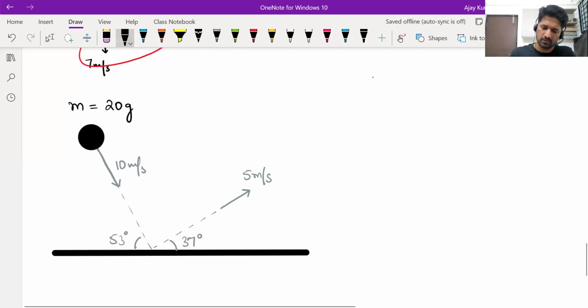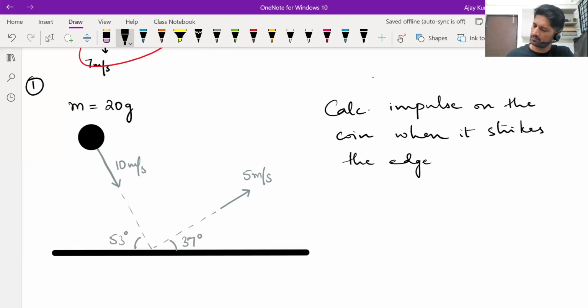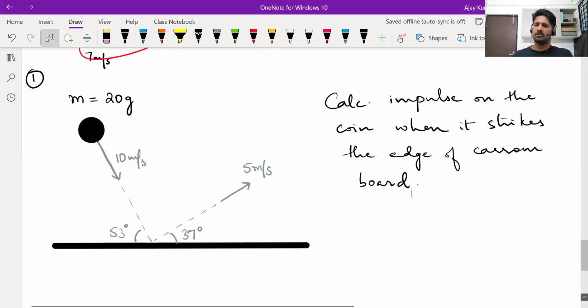So I want you to calculate the impulse on the coin when it strikes the edge of the carom board. Impulse by definition is change in momentum. So that is what you are required to calculate, and keep in mind that momentum is a vector quantity.